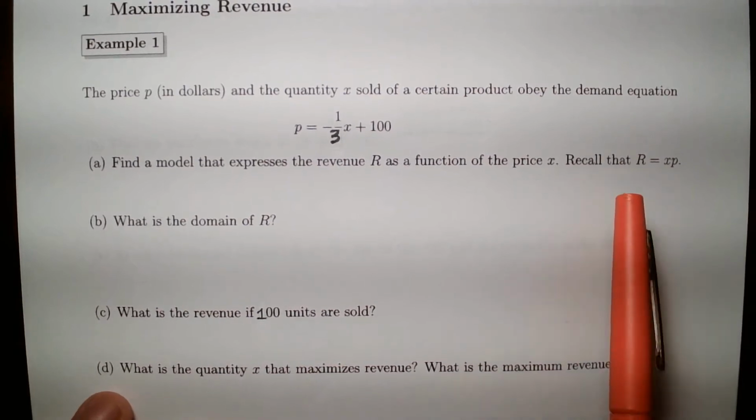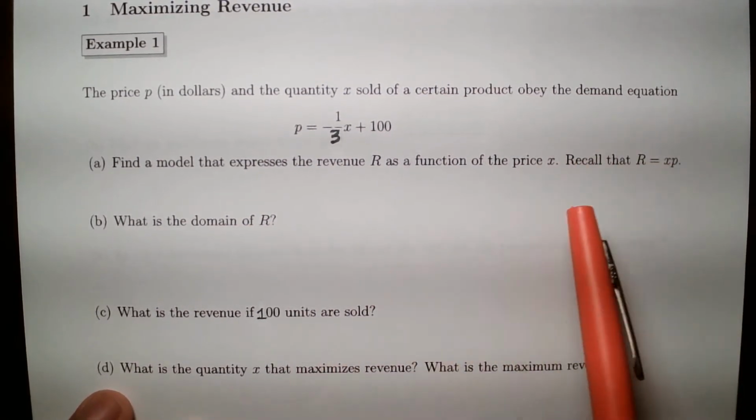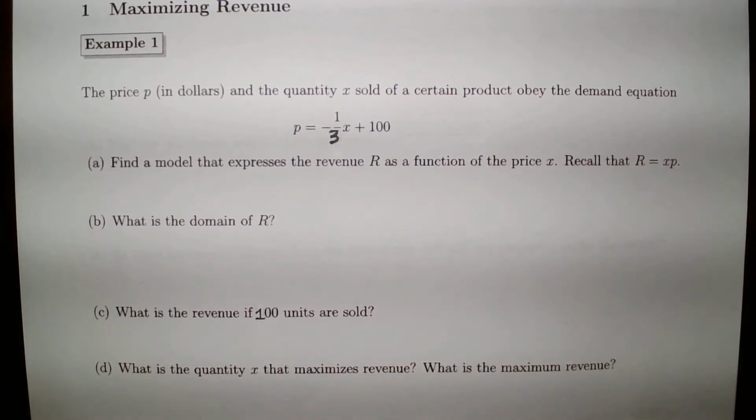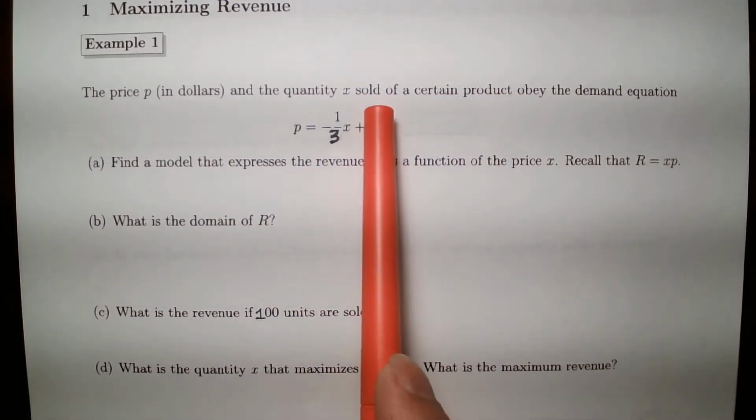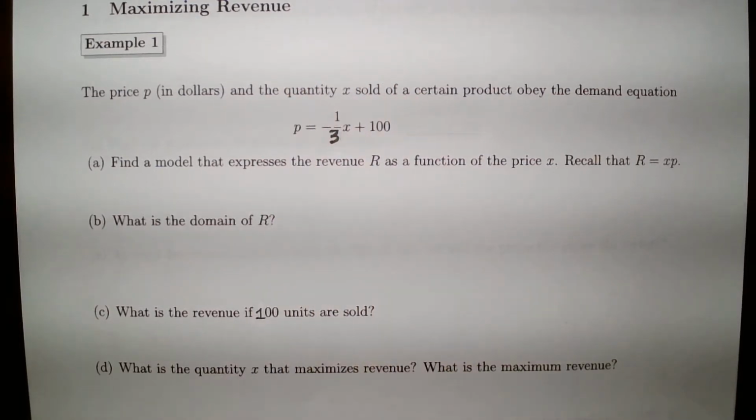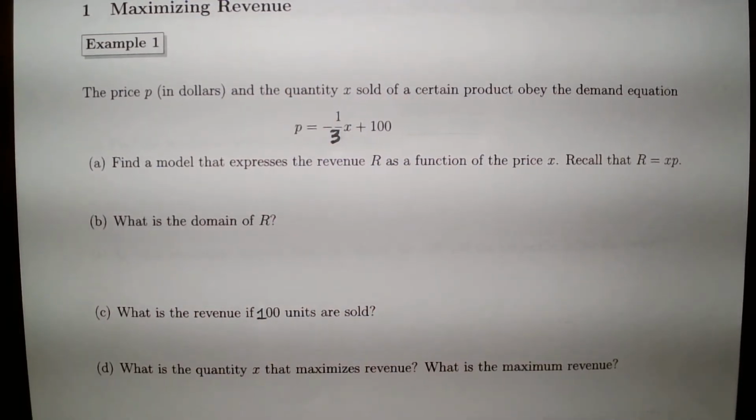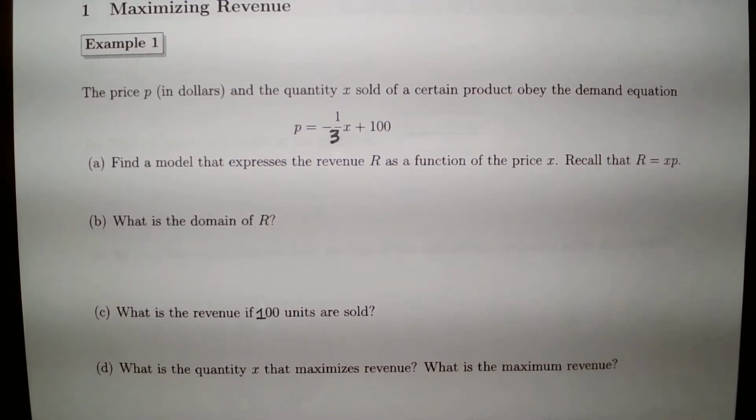All right, so revenue. Let's recall how we find the revenue. Let's say you sell sodas for a fundraising. Well, the total revenue, the total money you make, not the profit. Let's be careful with that. The revenue is the price you sell those sodas for times x, the total number of sodas that you sell. In this case, that's just x times p. Price is given as a function of x. So we're going to find the model that expresses the revenue r as a function of x.